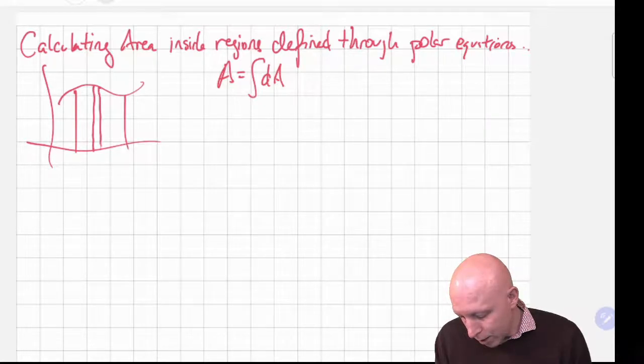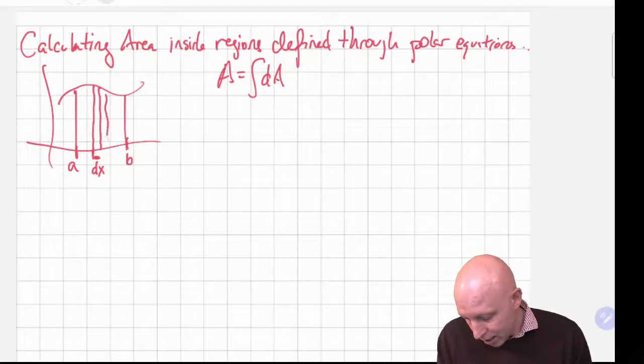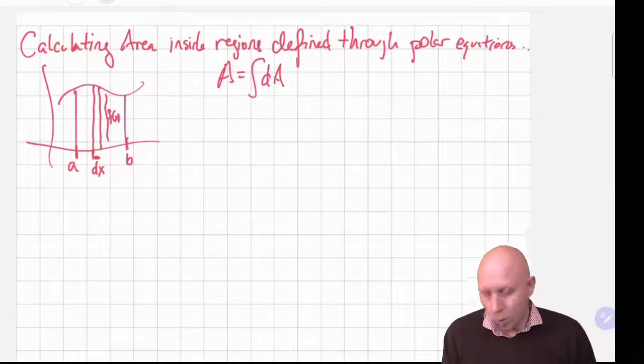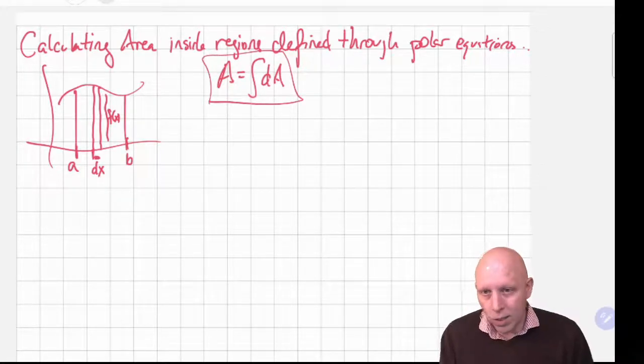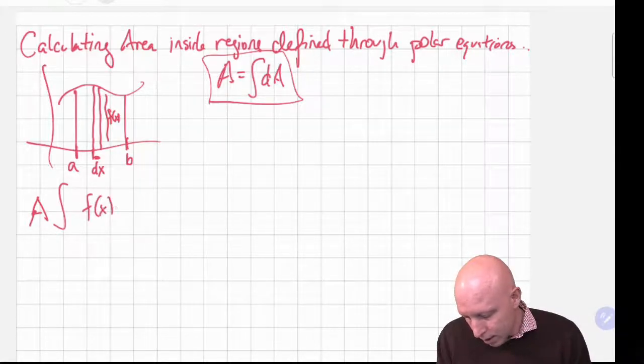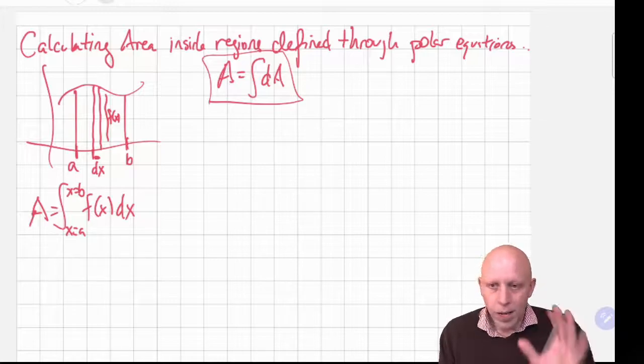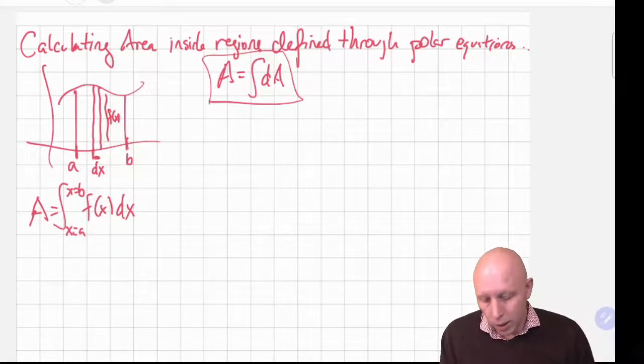We broke down our region into a whole bunch of little tiny rectangles of width dx and of height f of x. And so when we were writing down area is equal to the integral of dA, then what we got was f of x times dx, where x goes from a to b. So that was when we were dealing with Cartesian coordinates.